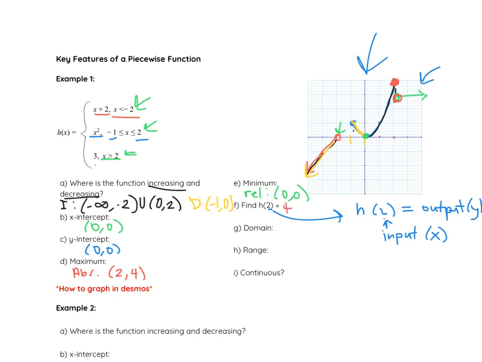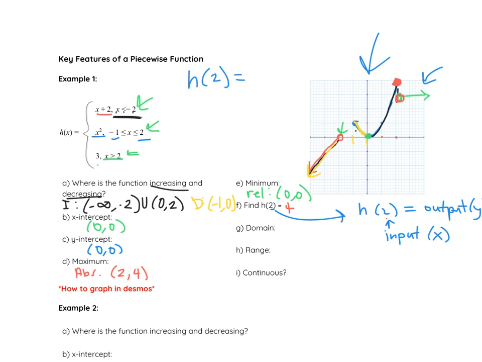The other way to do this problem is to use the equation. So if we wanted to find h of 2, what we would need to do is find out where does 2 fit? Which piece does 2 fit in? Well, is 2 less than -2? No. So it cannot be the first piece. Is 2 in between -1 and 2? Well, it is 2, and so because of the or equal to sign that's here, it's going to be my second piece. So that means I just plug it in for x, which gives me 4.